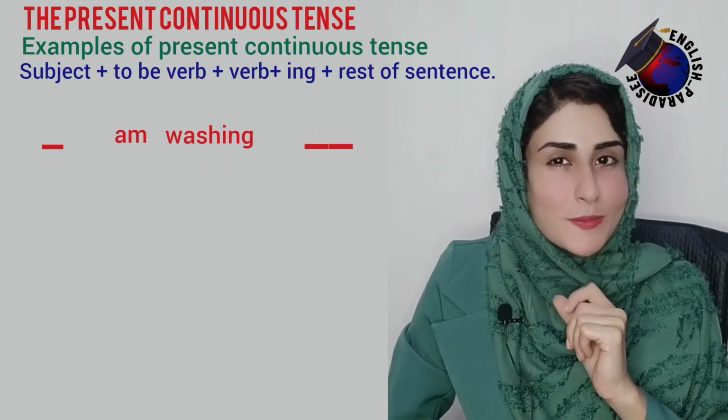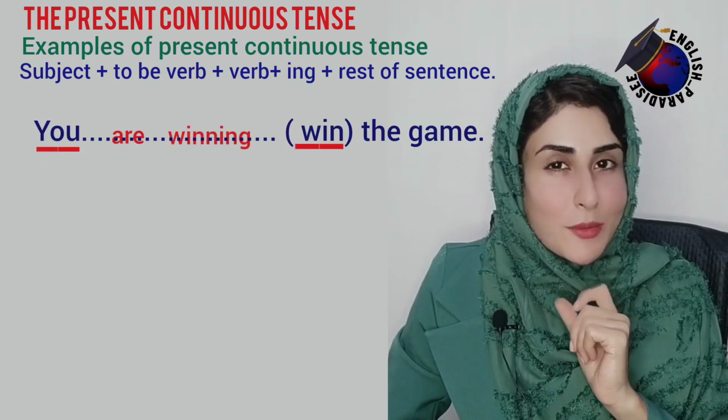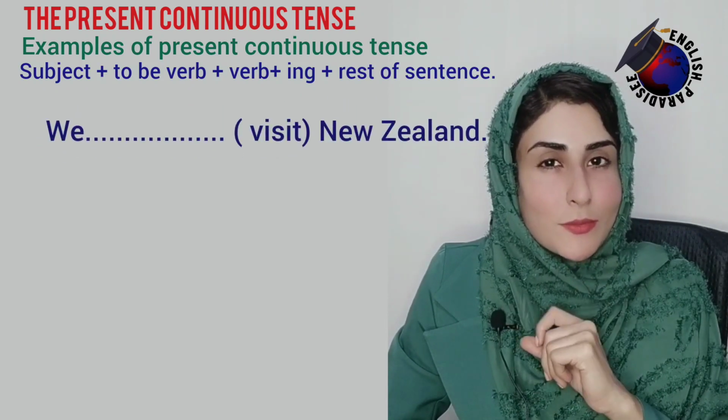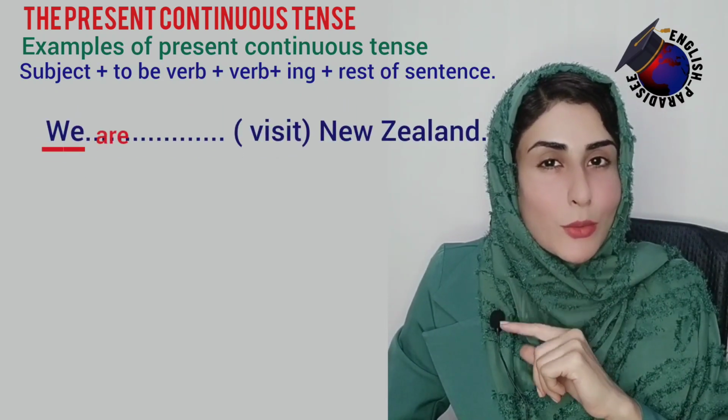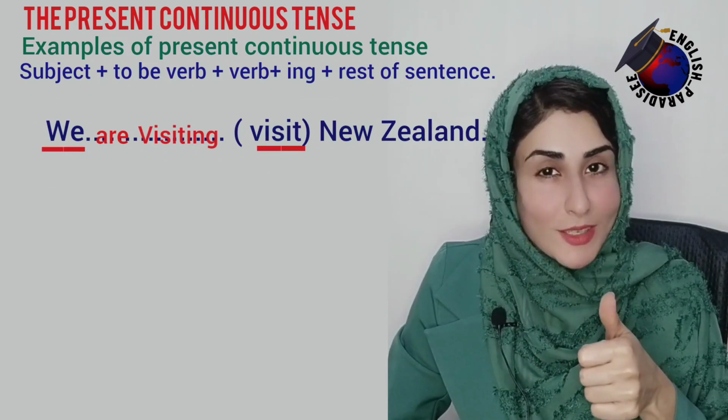Next one, you are winning the game. And last one, we are visiting New Zealand. Okay? Get it? Okay, now let's learn how to form the negative of present continuous tense.